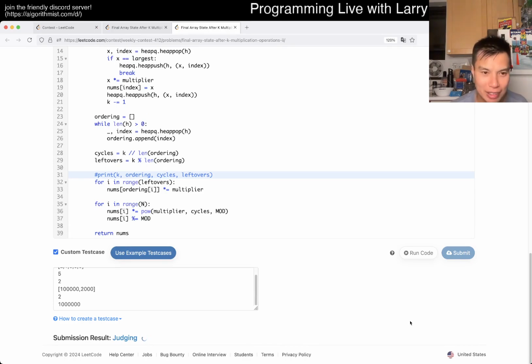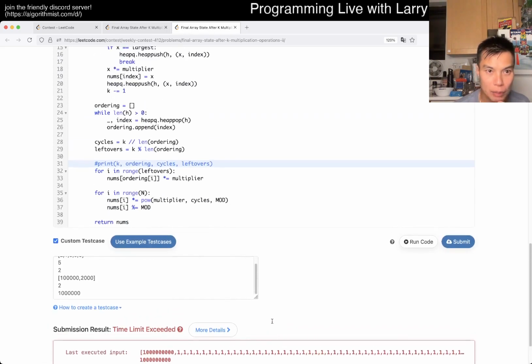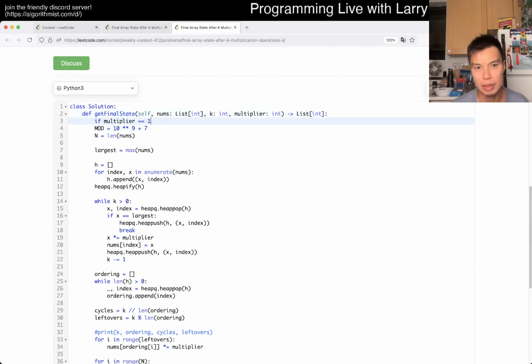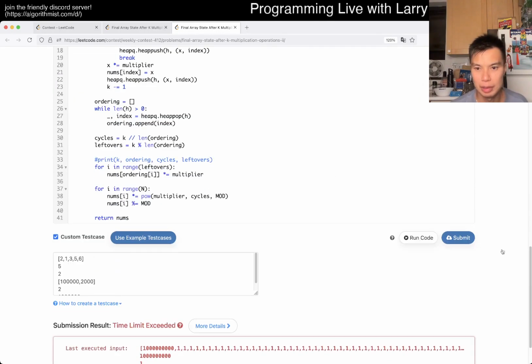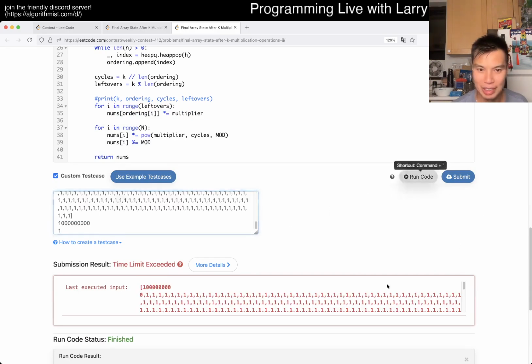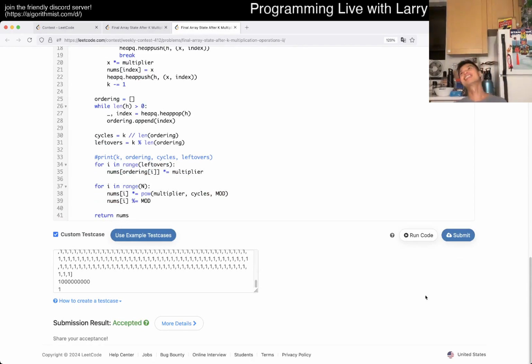But you know, I wanted to give it a YOLO attempt. Maybe it times out. Why does it time out? Oh, because multiplier is equal to 1. Right. If that's the only case, then I am very sad. But oh. Alright.